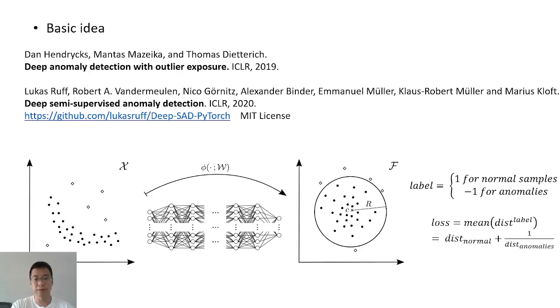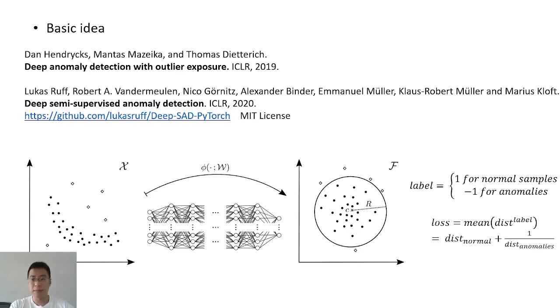And then we were inspired by the idea in the paper deep anomaly detection with outlier exposure. They improve deep anomaly detection by training anomaly detectors against an auxiliary dataset of outliers, which enables anomaly detectors to generalize and detect unseen anomalies.